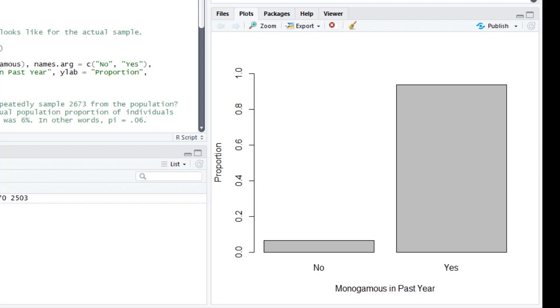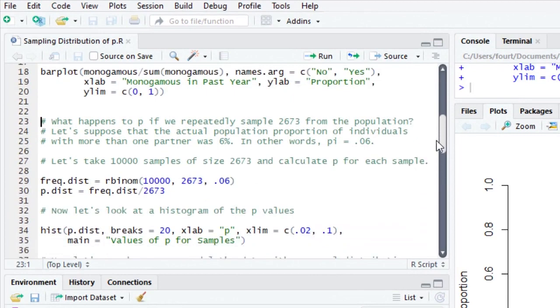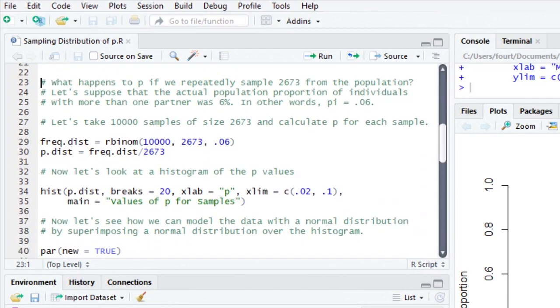Now, to build a sampling distribution, we're going to have to repeatedly sample from the population. The population is not accessible to us. That's why we call what I'm about to do a simulation. What happens to p, the sample proportion, if we repeatedly sample 2,673 from the population? In other words, I'm going to take the same size sample as what we actually had in this study and see what would have happened if a bunch of researchers had taken the same sample size from the population and asked the same question.